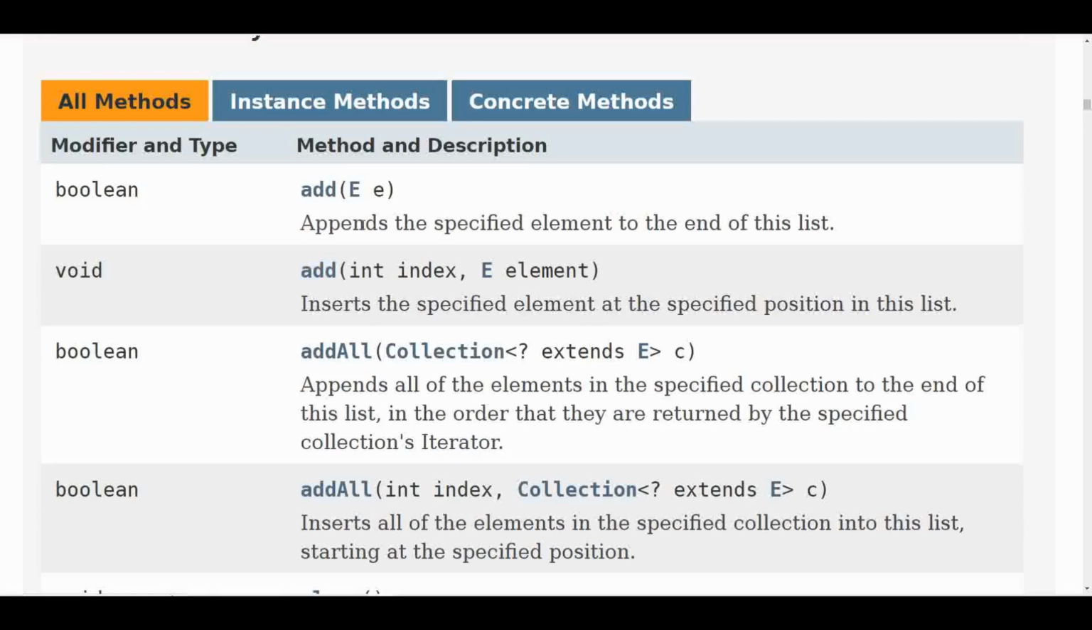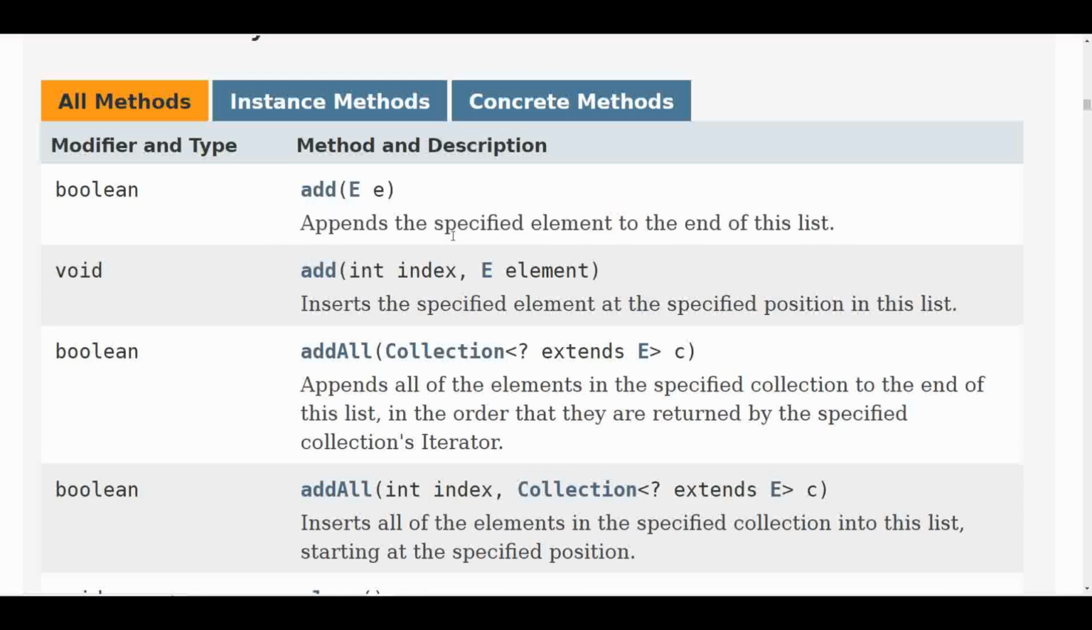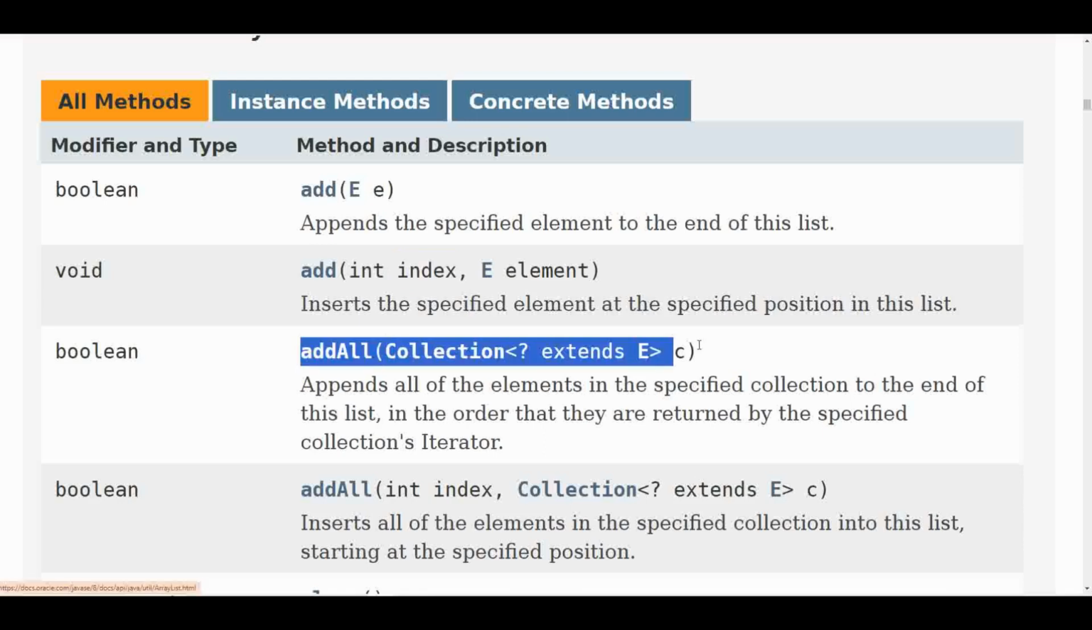If you give the element, what it does, it will directly append the element at the end of the list. Or else we can also mention the given index, and then pass the object which will be inserted into that particular index. We can also send another collection, and it will add all the elements from that. When we speak about add all the elements, what does that mean?